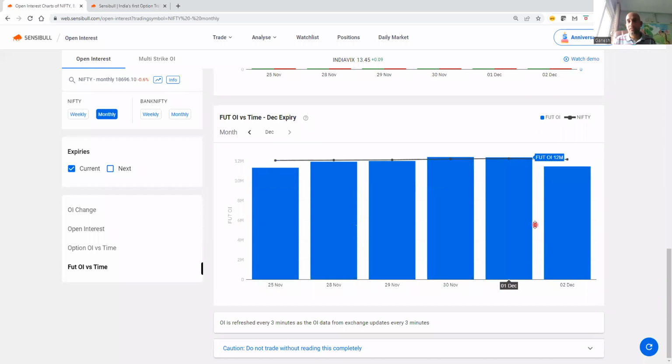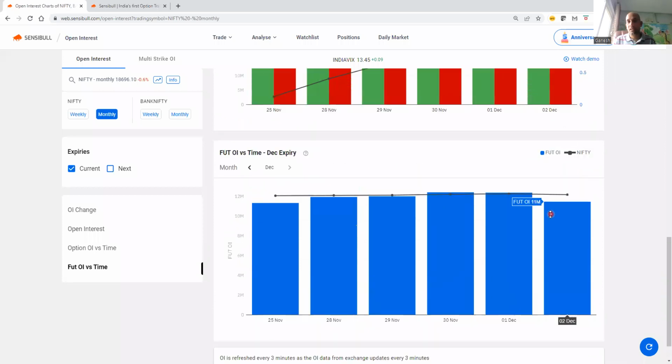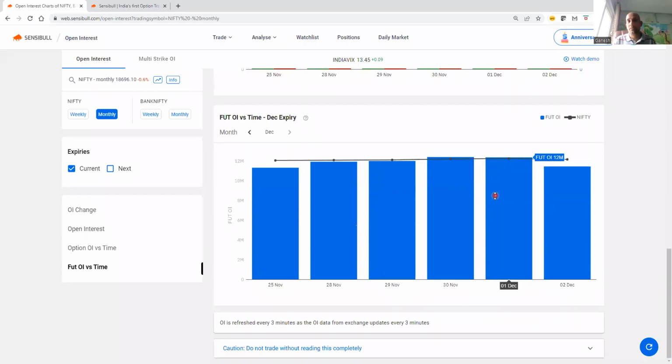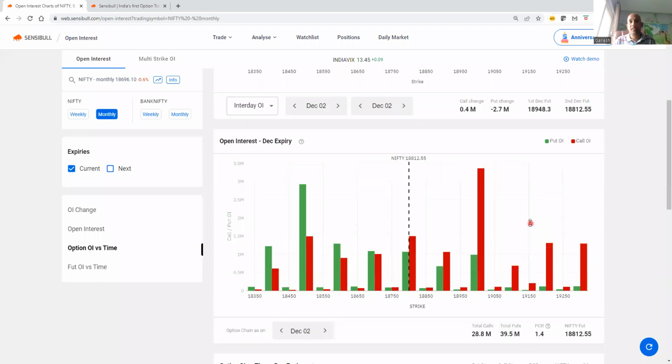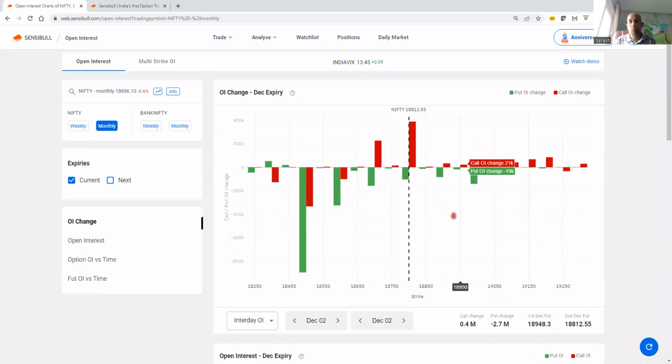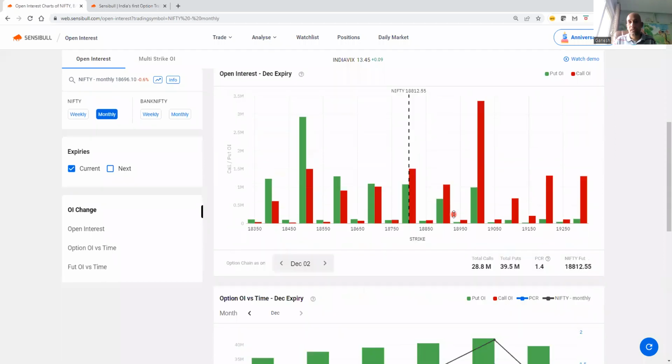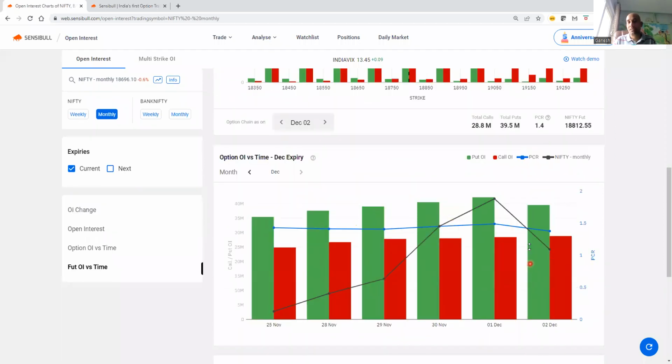This is a future one. We can see how future open interest is going on, and what is happening. Because here more puts are bought. Here we see it from a buyer perspective, not a seller. The open interest change is a seller perspective. This is a buying perspective.